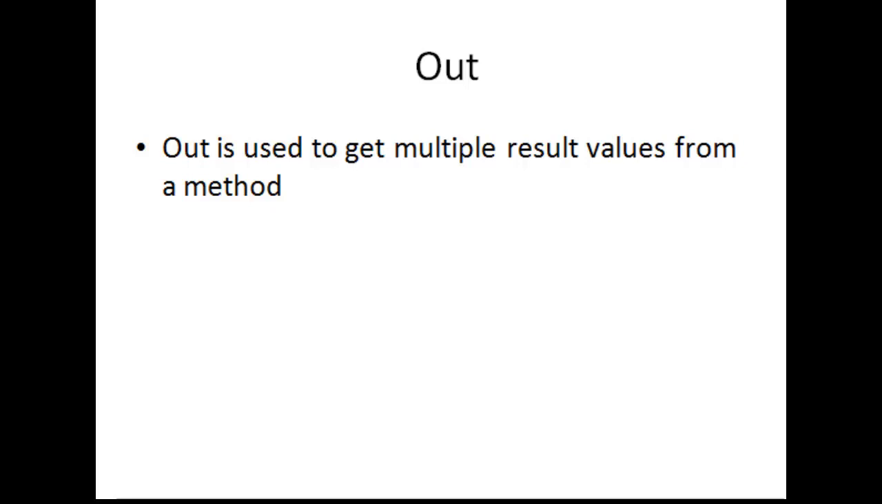Some points to keep in mind while using the out keyword are that the out keyword must be specified in both method definition and method call, and a value should be assigned inside the method. Also, a method can have any number of out parameters.